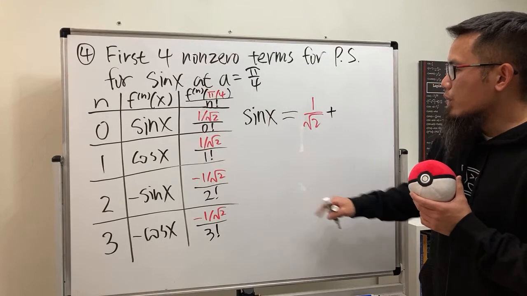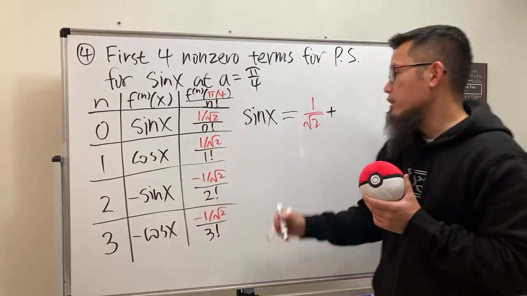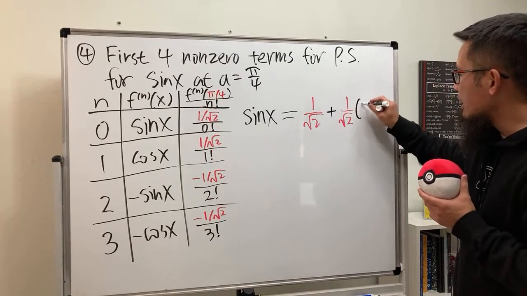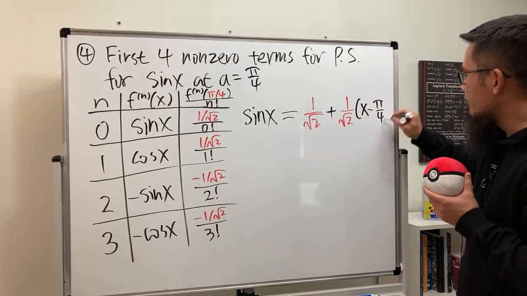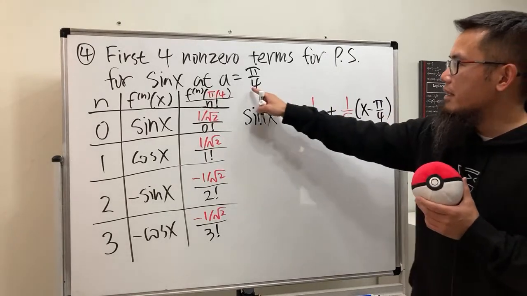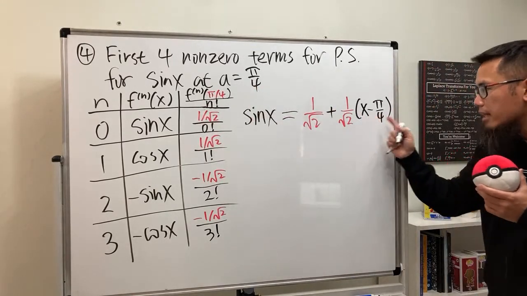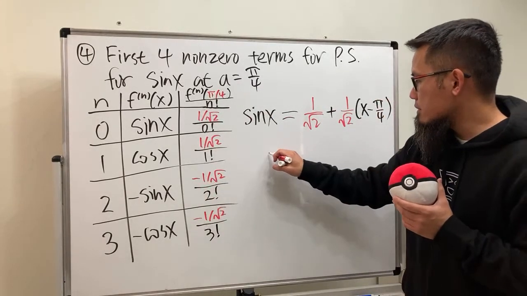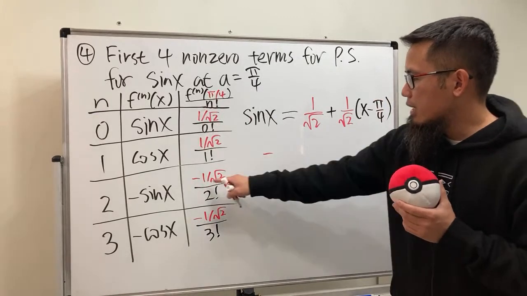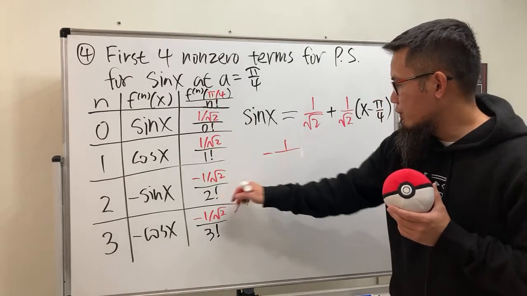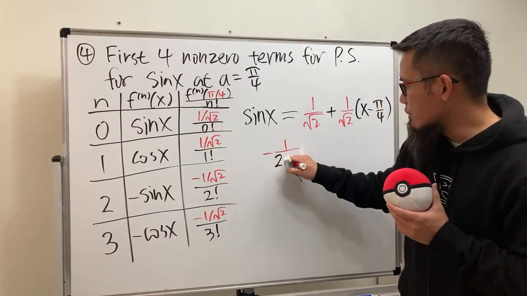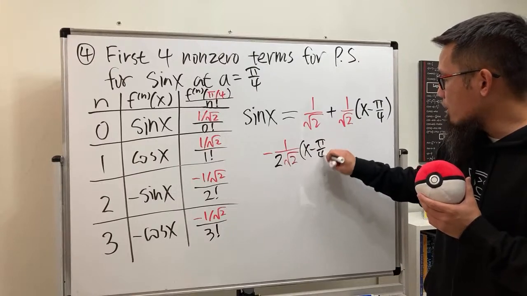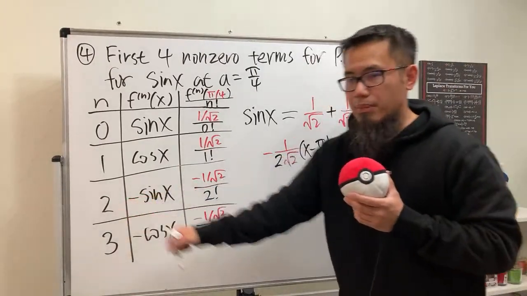Next, we're going to add this, and 1 factorial is just 1. So we have 1 over square root of 2, and then we multiply this by x minus pi over 4. Remember, a is at pi over 4, so you have to do x minus pi over 4. So that's the second term, and next we are going to have the minus. So I'll put this down right here, minus. And then we have 1 over 2 factorial, which is just 2, and then we have the square root of 2 right here. And we have x minus pi over 4, raised to the second power.